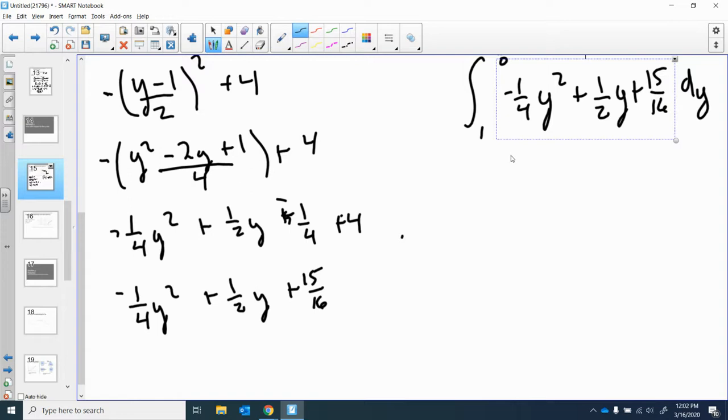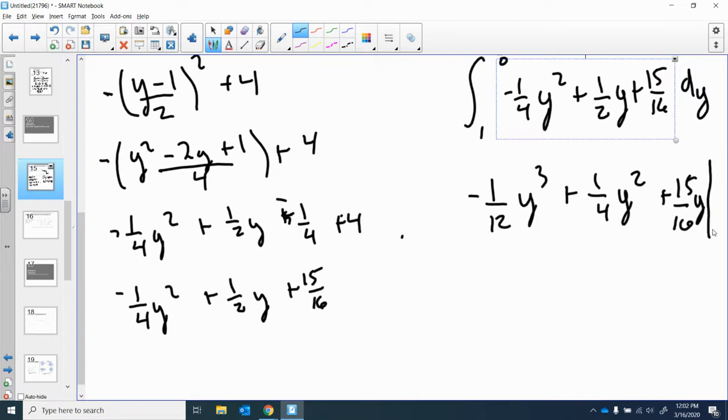Now this is just a basic power rule reversal, so this will be negative 1. What's that going to be? So it's going to be cubed. I'll have a 3 down there, so it'll be a 12, plus 1 over 4 y squared, because I have to put a 2 down there, and then plus 15 over 16 y. And I do it on the interval 1 to 8.